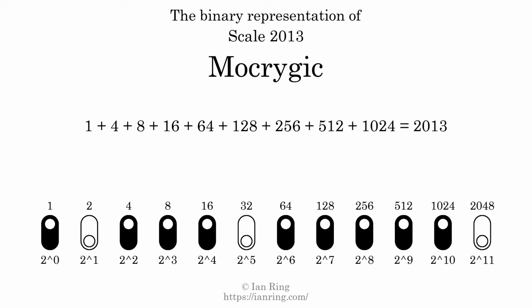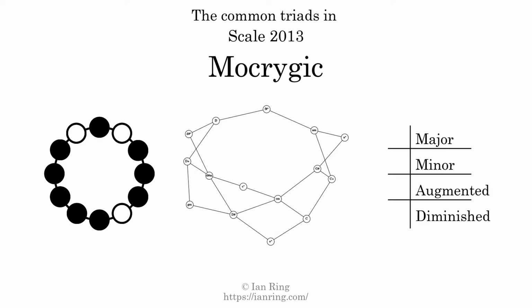The scale number not only enumerates the scale with a unique index, but it also literally describes the tonal content of the scale. Represented as a binary number in base 2, the scale number is 011111011101. Here are the common triads present in this scale.